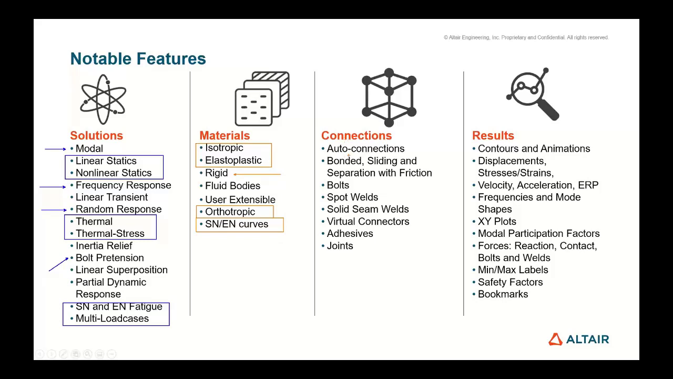In the connections, obviously in my tutorial later on, I'll be showing you how you can weld a frame together very quickly with the connections tool in SimSolid, but just know that you do always have the option to do auto connections, and from that it will give you bonded, sliding, or separating with friction. You can look at bolts, where you might want to incorporate any sort of pretensioning. You can bring in spot welds and seam welds and any sort of virtual connectors. If you want to do a remote connection type, you can. You can incorporate adhesives and joints as well.